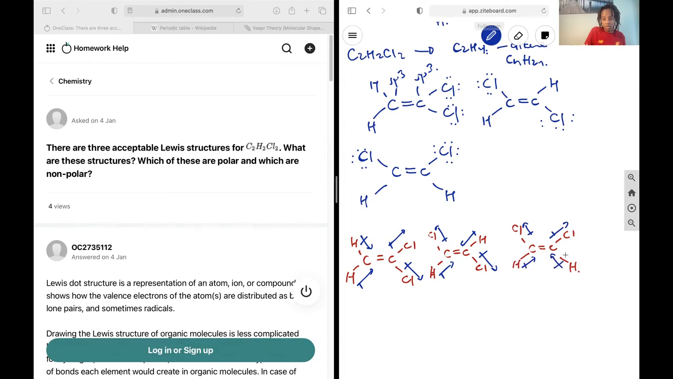Okay, and so now let's actually draw the chlorine dipoles in a different color. That's just because the magnitude of the dipole, which is determined by the difference in electronegativity between the carbon and the chlorine and the carbon and the hydrogen, is going to be different.